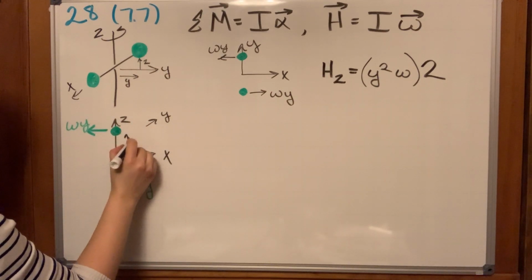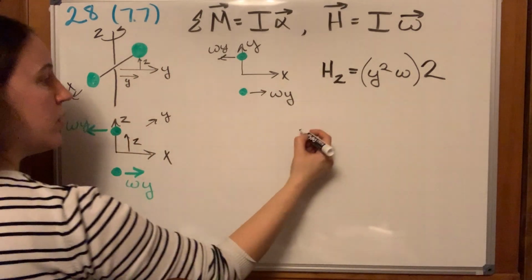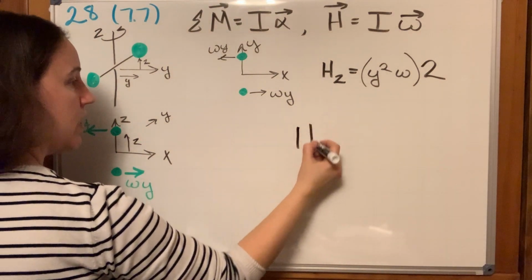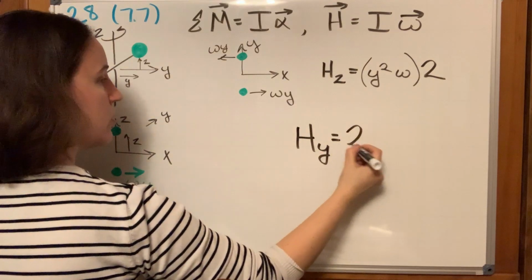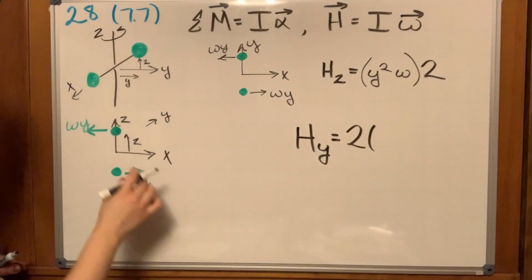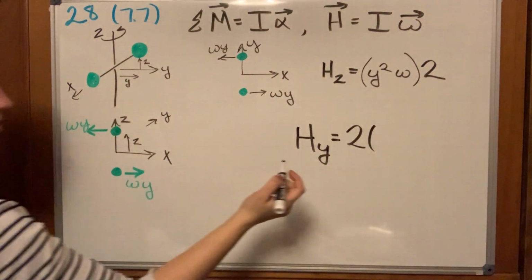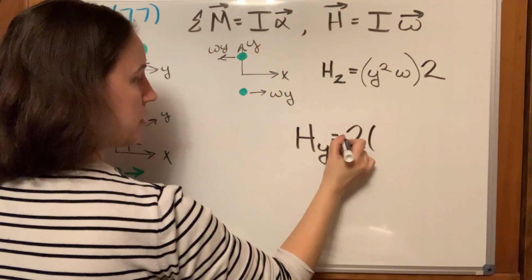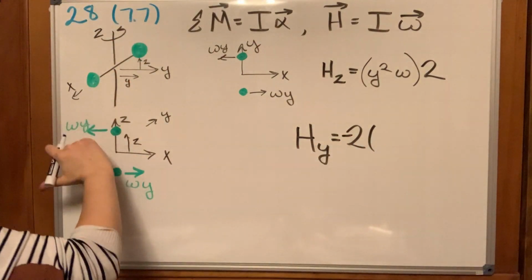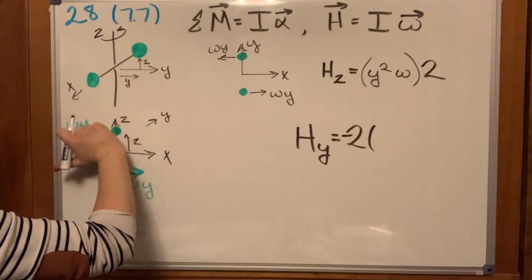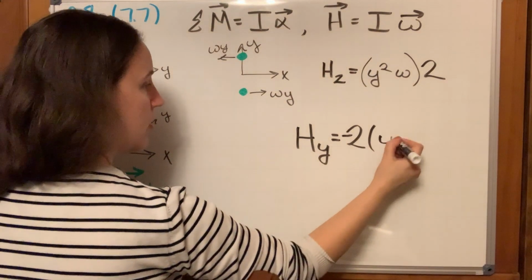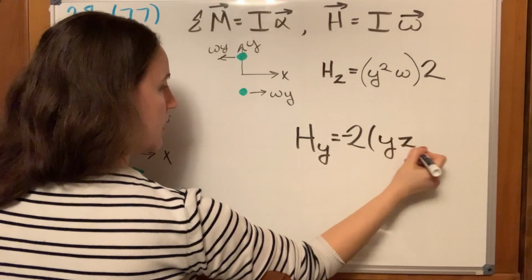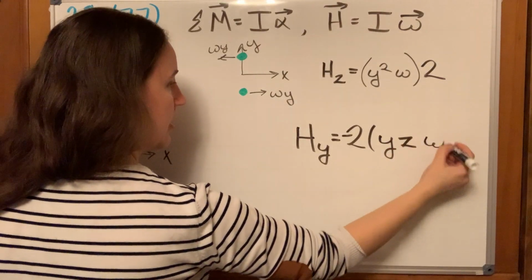So we've got this distance in the z. So if we did this, we would have h, a y, and again, there's two of them, and it's going to be in the negative direction. So I'm going to put that negative because if we curl our fingers this way, my finger is pointing in the opposite direction of the y-axis, and now we've got y, z, omega.